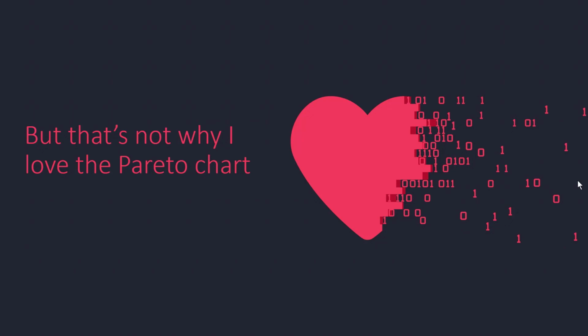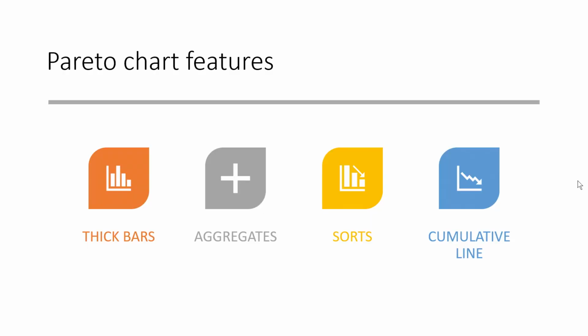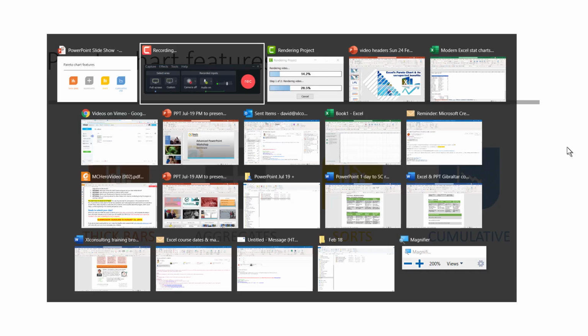So that's not why I love the Pareto chart, and that's for a completely different reason, which is actually the features that it gives. It does provide you with a cumulative line that allows you to measure this 80-20 principle, but it also gives you thick bars, aggregates them automatically, and then sorts them. So let's see what I mean.